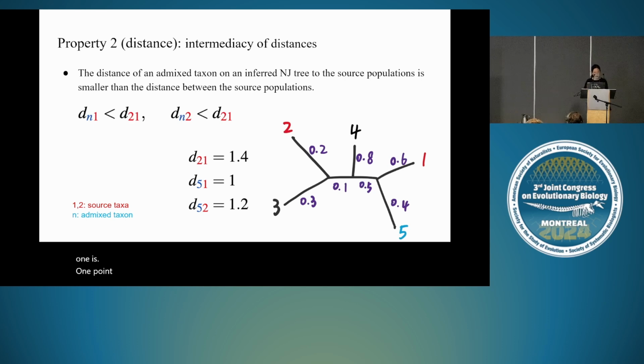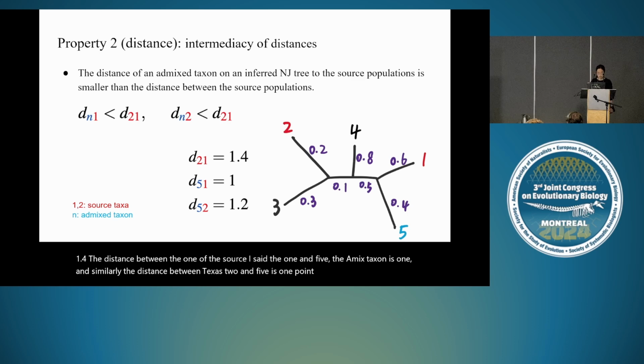The distance between one of the source taxa, 1 and 5, the admixed taxon, is 1. And similarly, the distance between taxa 2 and 5 is 1.2. So the distance between the 2 source taxa is indeed the largest. So this property is satisfied.